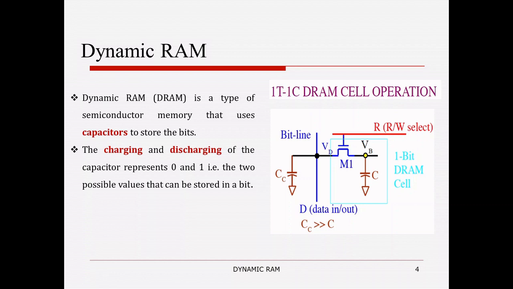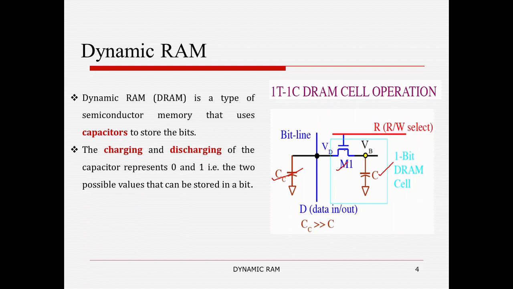For example, let me consider the one transistor dynamic RAM cell configuration. Here we can see that C indicates the memory cell, CC is called the column capacitance, and M1 is a pass transistor. That M1 pass transistor is responsible for doing read and write operations on the dynamic RAM memory.